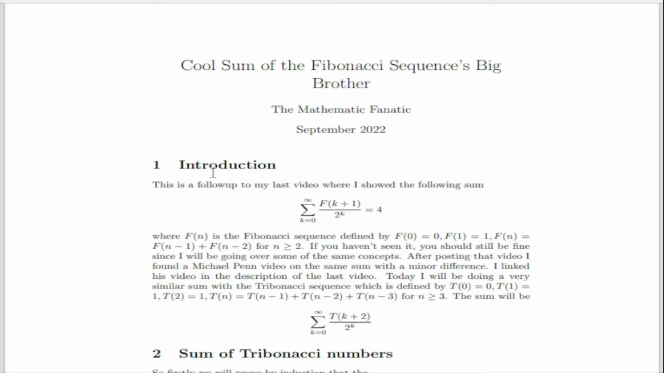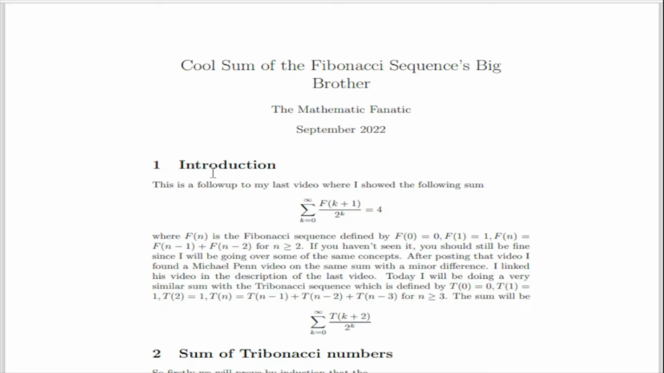So a little introduction. This is a follow-up to my last video where I showed the following sum: the sum from k equals 0 to infinity of f of k plus 1 all over 2 to the k, which equals 4, where f of n is the Fibonacci sequence defined by f of 0 equals 0, f of 1 equals 1, and f of n equals f of n minus 1 plus f of n minus 2 for all n greater than or equal to 2. If you haven't seen it, I recommend watching it, but you should still be fine since it will be going over some of the same concepts.